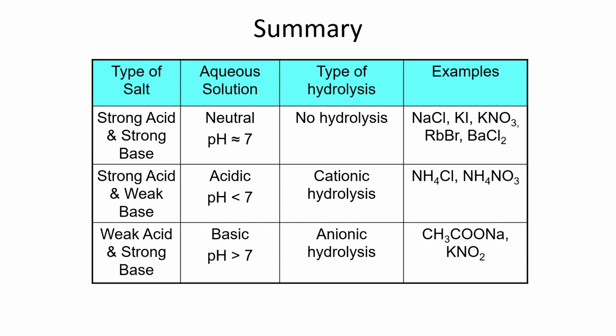Okay, type of salt kita iaitu strong acid plus strong base. pH dia adalah neutral dan tiada berlaku hydrolysis because came from strong acid and strong base. The no hydrolysis will occur. So the example is sodium chloride, potassium iodide, potassium nitrate, okay, rubidium bromide, barium chloride.